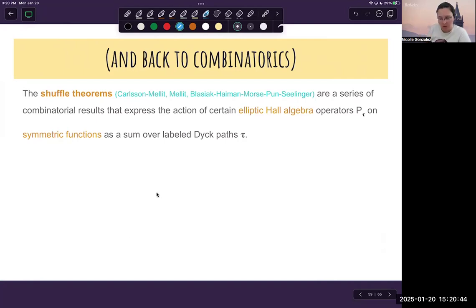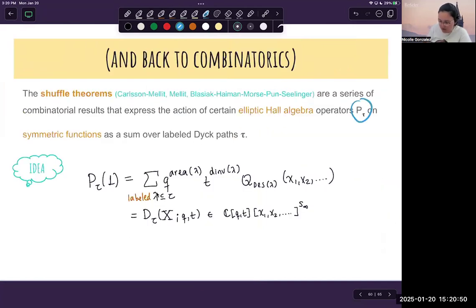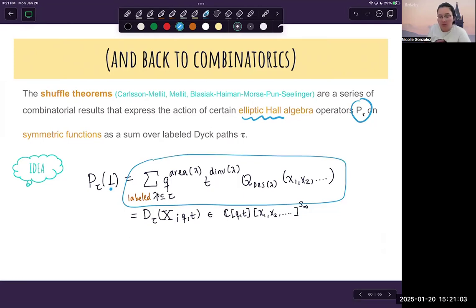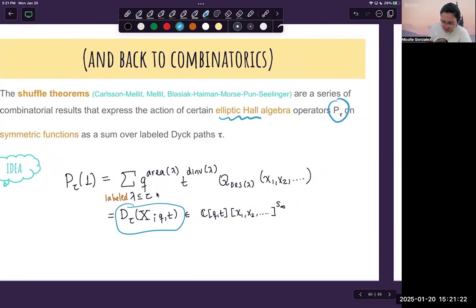The labels are different than the ones we defined. The idea is that if you take these operators P tau, which are elements inside the so-called elliptic Hall algebra, and act on the polynomial 1, you end up with some symmetric function. That's what this is. This symmetric function has a combinatorial formula in terms of q to the area, t to the dinv, looking pretty similar, and then some function in terms of x's, an infinite number of x's. Let me shorthand this expression as D tau for the next page. That's basically what this theorem says.